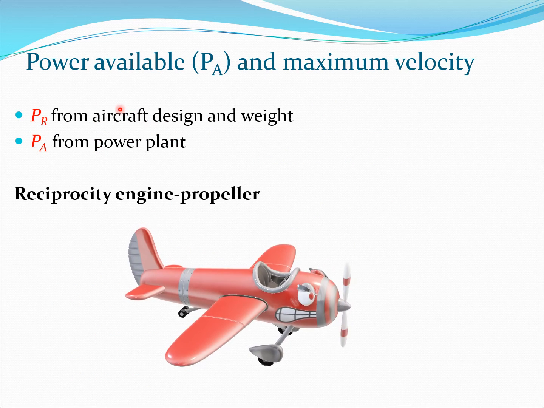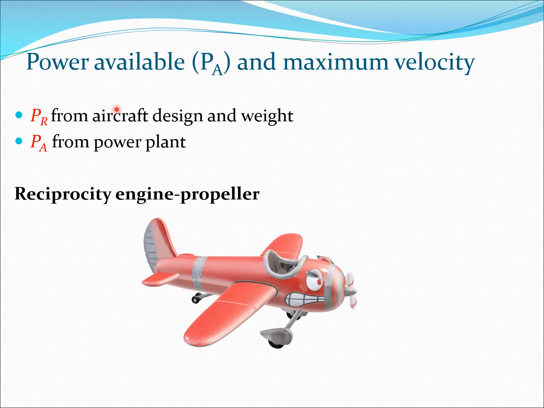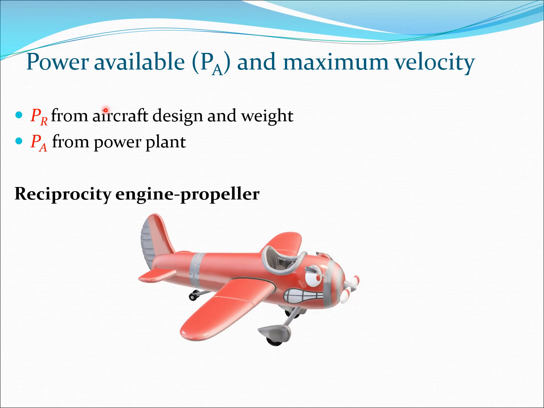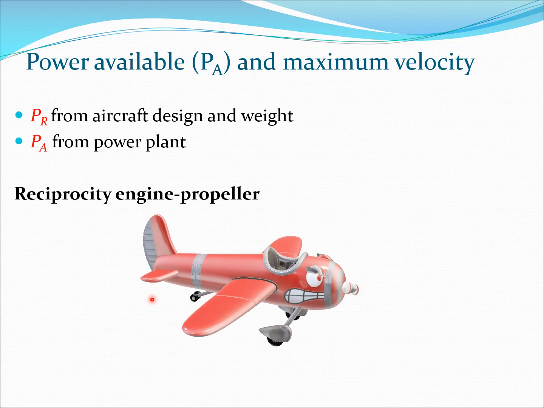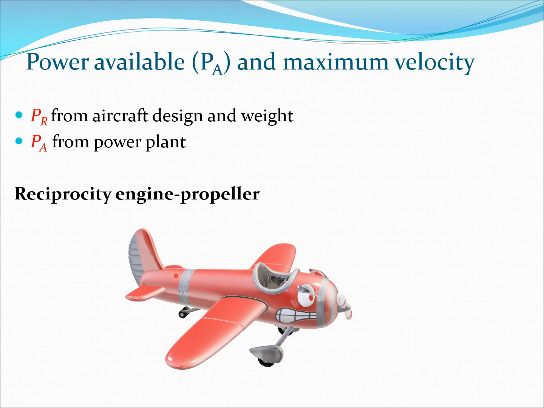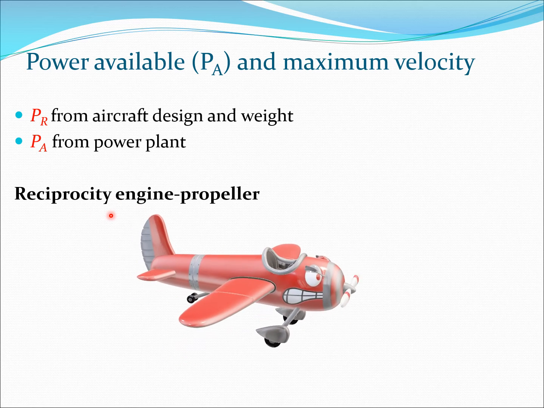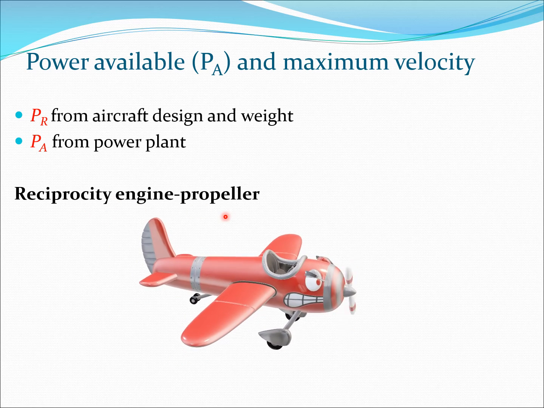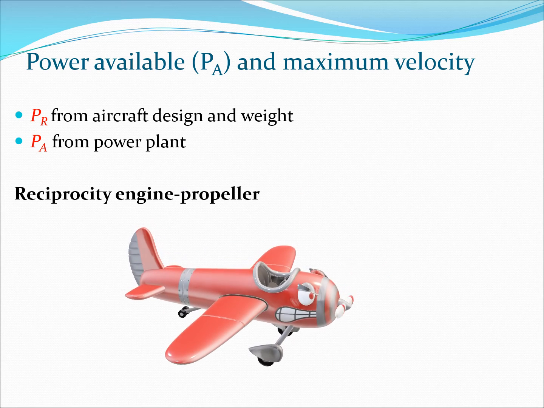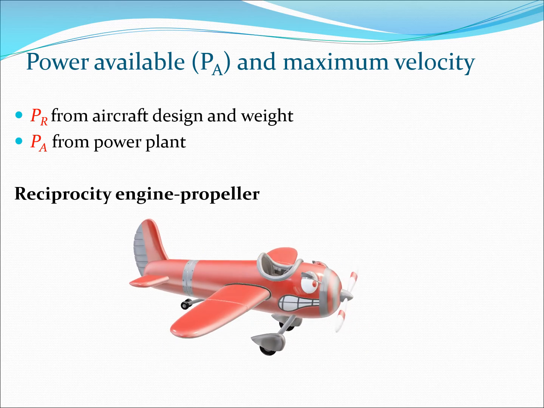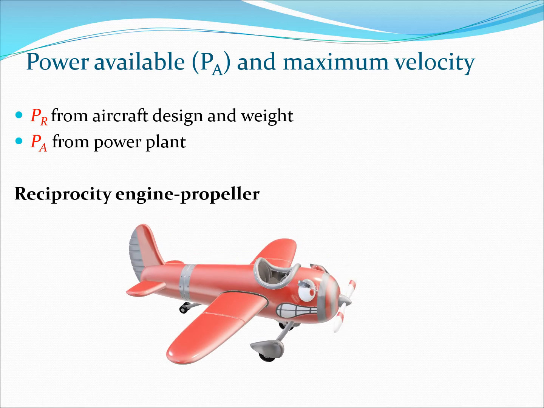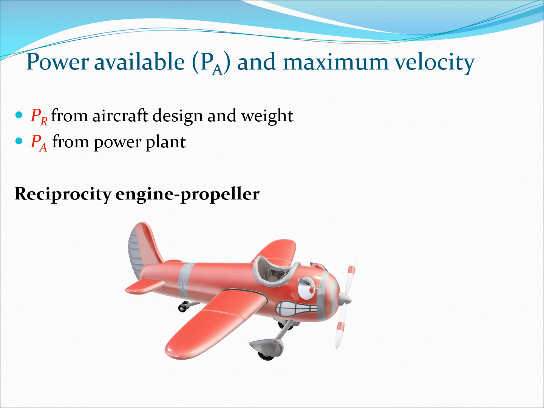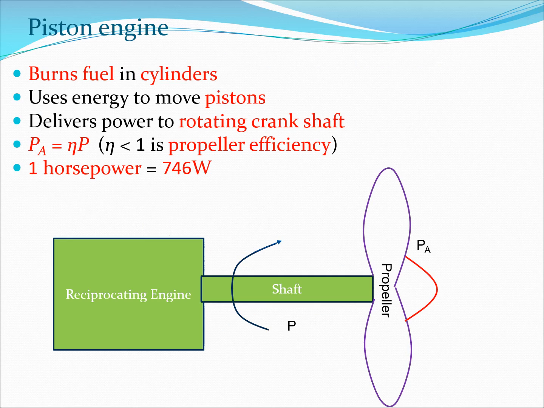So now let us look at the available power, and this will help us calculate the maximum velocity. The available power will depend on the type of engine we are using. Let's first consider, for example, a combination of a reciprocating engine and a propeller, as in a typical aircraft such as this here. These kinds of engines are essentially driven by piston engines.